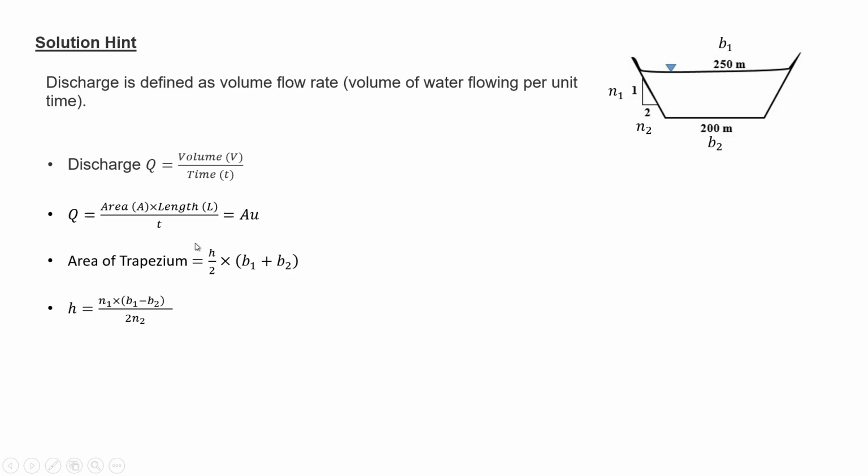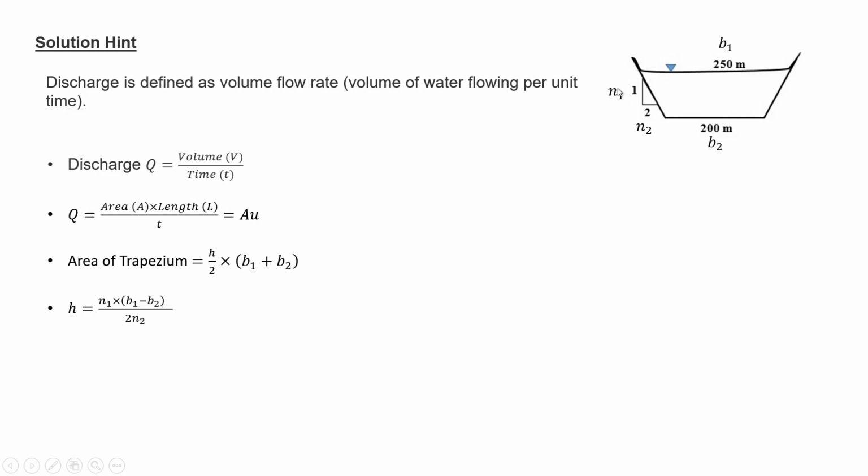Now, what is the area of a trapezium? The area of a trapezium is half into height, that is the distance between the top width and the bottom width of this channel, into the summation of the top width and the bottom width. So here the top width, say, is B1, which is 250 meter, and the bottom width is B2, which is 200 meter, and the side slope is 1 vertical to 2 horizontal.